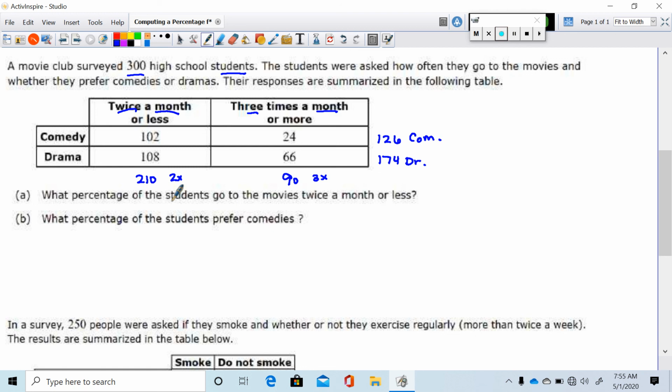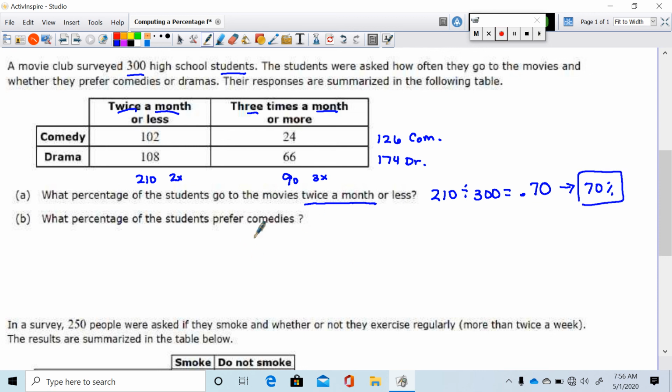Okay, so what percentage of the students go to the movies twice a month or less? 2 times a month is 210. There were 300 students total. 210 divided by 300 is 0.7. However, to change it to a percentage, we need 2 numbers after the decimal, and we don't have 2 numbers. So you have to put a 0 on the end. So we're talking about 70%.